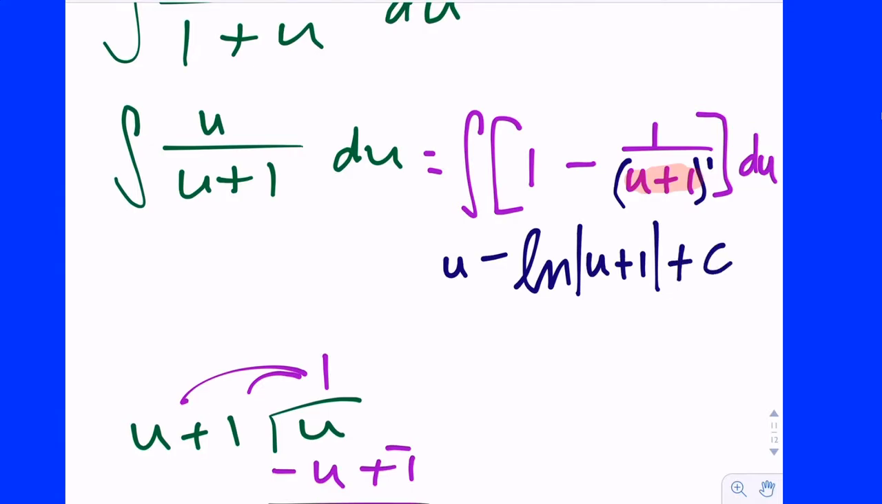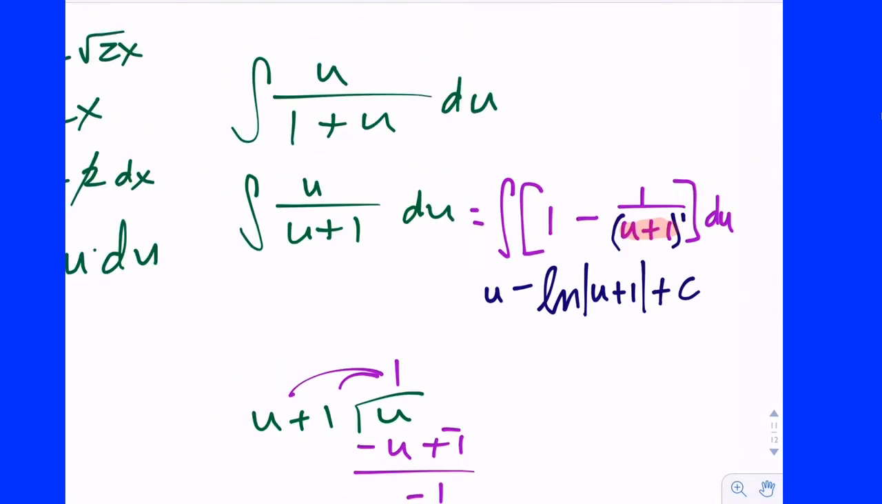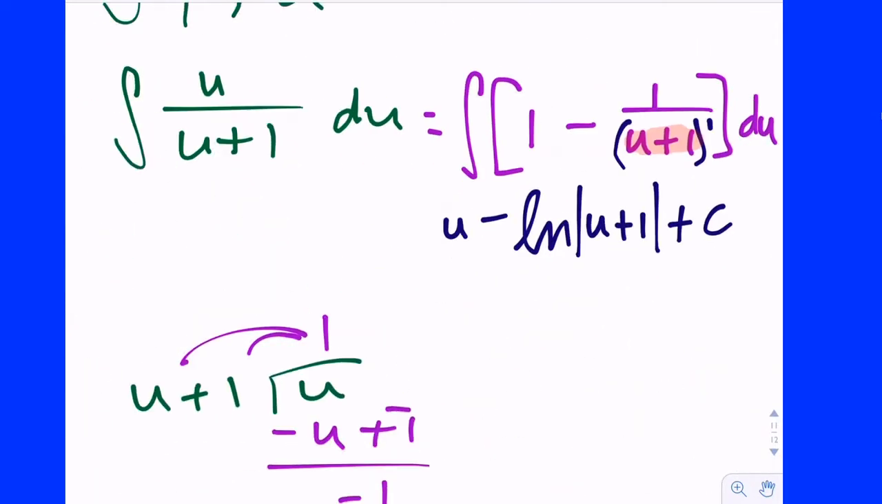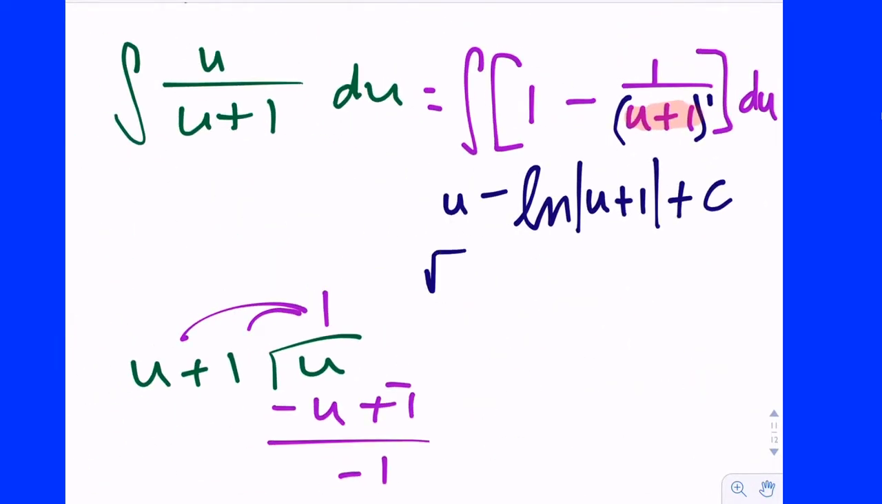And of course, because it's u substitution, at the very last step, if we haven't done it already, we replace u back with what u is. And what is u? U is the square root of 2x. So the final answer becomes the square root of 2x minus the natural log of the absolute value of the square root of 2x plus 1, plus c. And there you go.